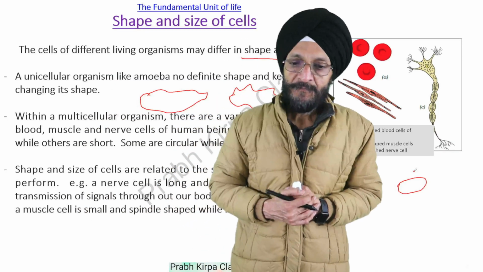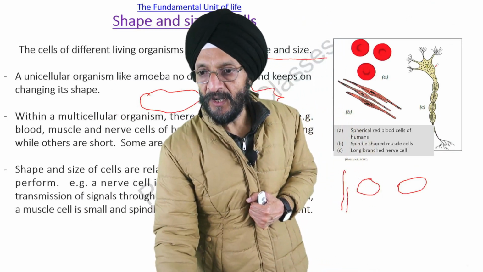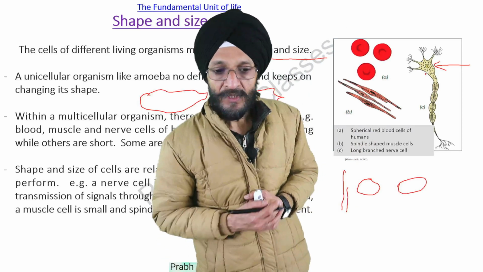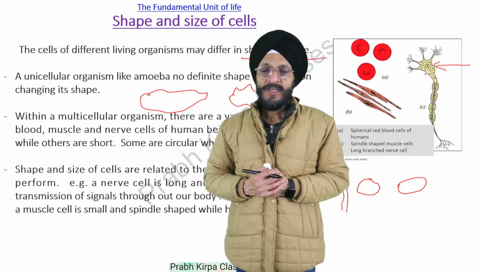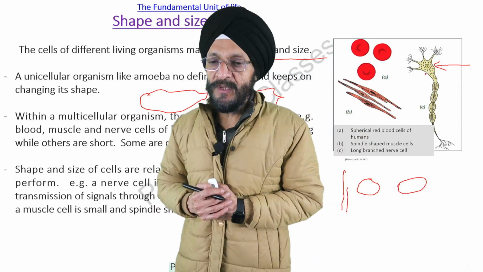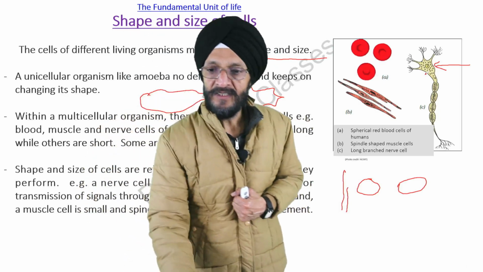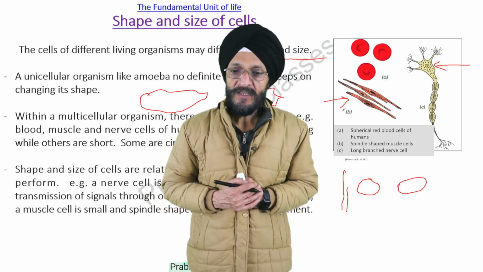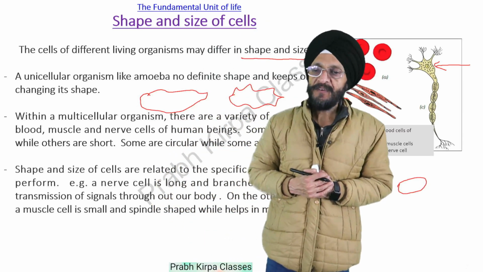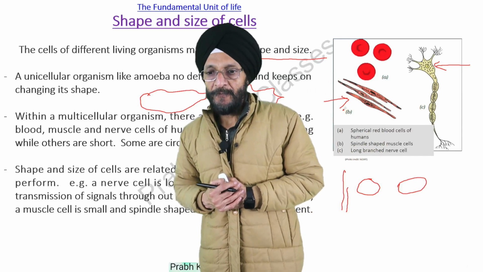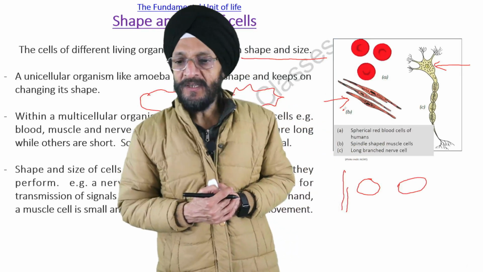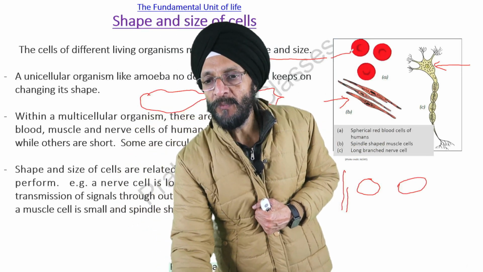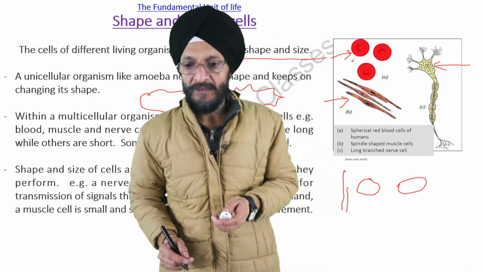A nerve cell is long and branched as it has to transmit signals throughout the body. On the other hand, the muscle cell is small and spindle shaped, which helps in movement. The red blood cells in the case of human beings are spherical.